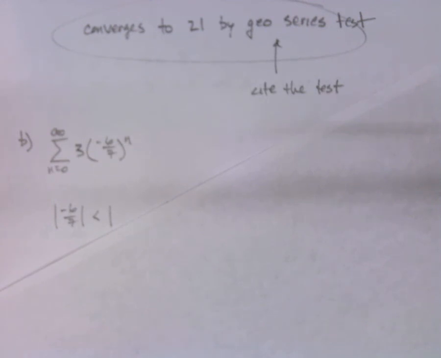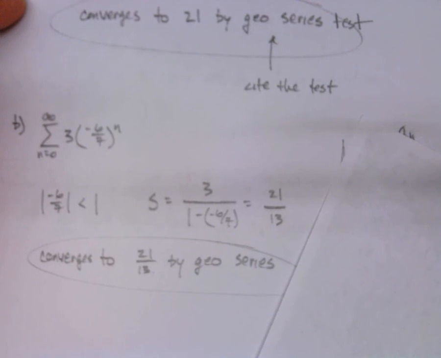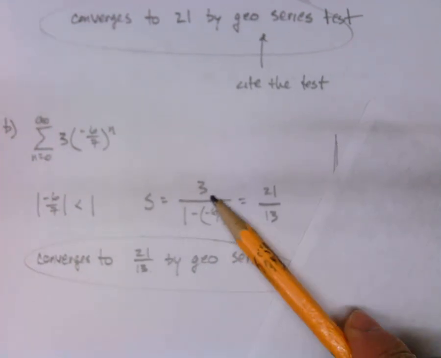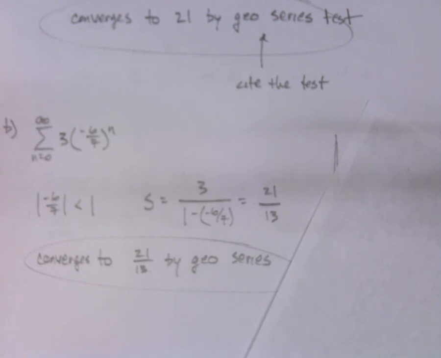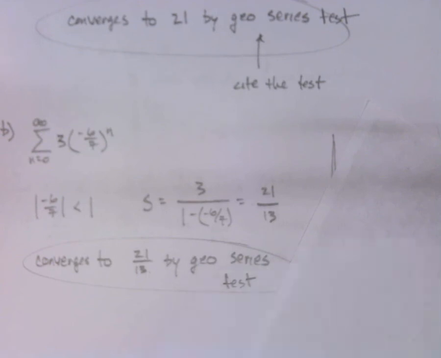The one thing that will change is what it actually converges to. And so I've got some notes there on the side. I'll just kind of show you this. We put in the A and the 1 minus R, and we simplify that. It turns out this time it's 21 over 13. So this series converges to 21 over 13 by the geometric series test.